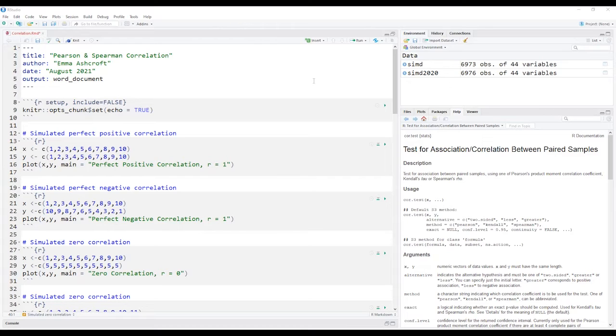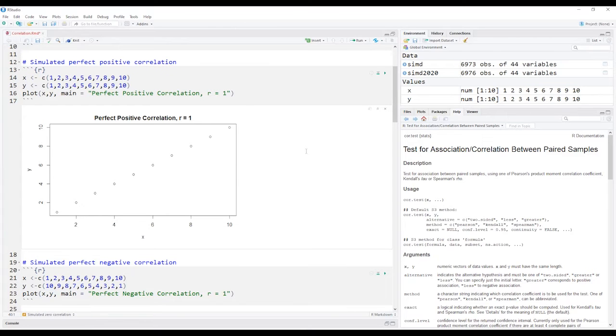Let's run some simulated correlation scatter plots. So these are ideal correlation types, but with real life data, we will probably never see them as close as this. So the first is a perfect positive correlation with the coefficient R value of 1. So from this graph, we can imply that for every increase in the X variable, we have an equal increase in Y.